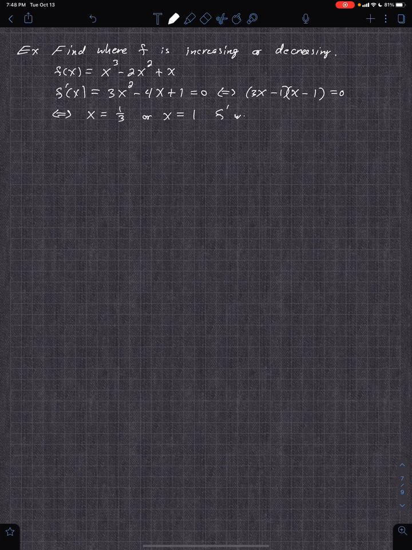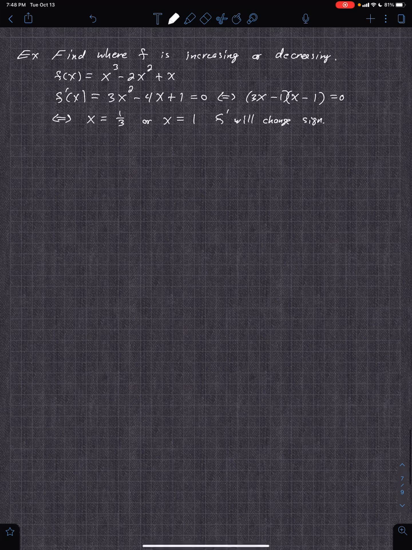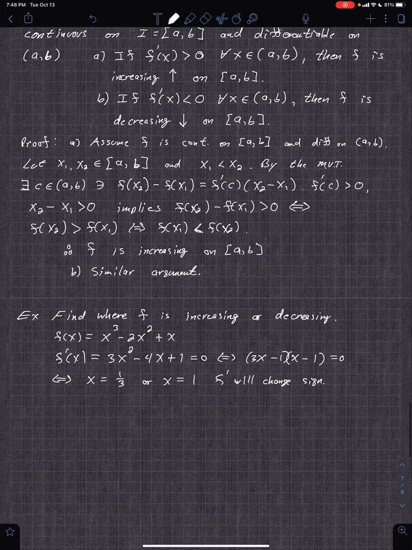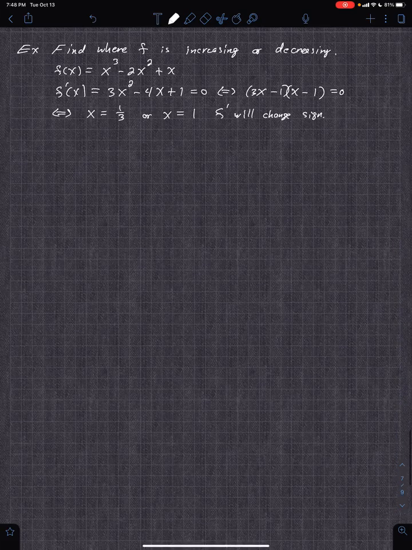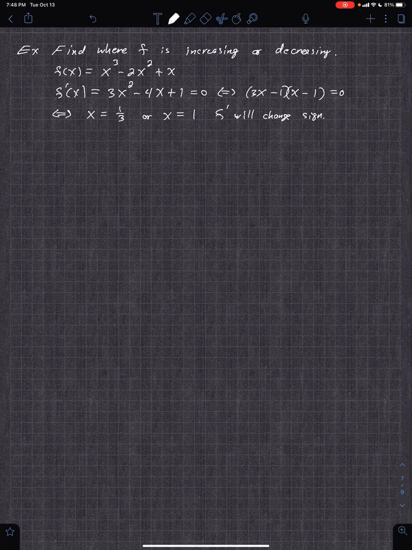So f prime will change sign. And that's what we're looking for, right? Basically, because of this theorem, f prime is increasing if it's positive, and it's decreasing if it's negative. So right at 0, it's not doing either. So that's what we're looking for. This will lead to the first derivative test. So it's where it changes sign.